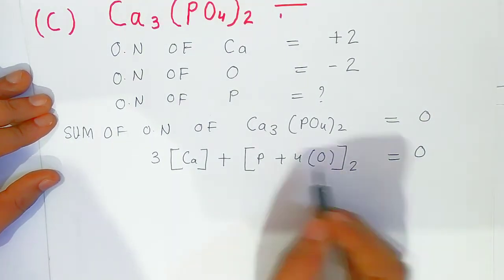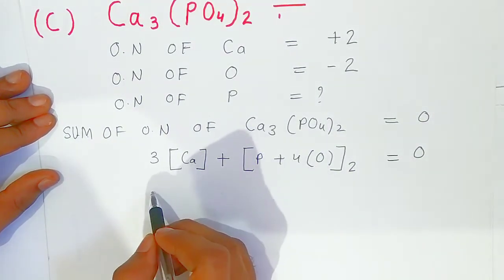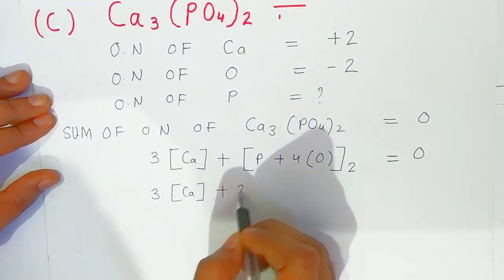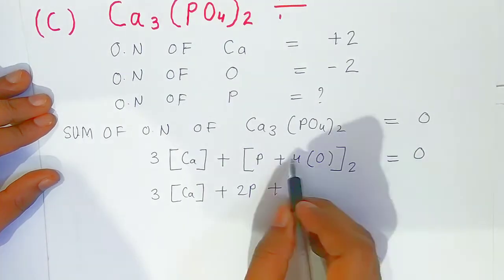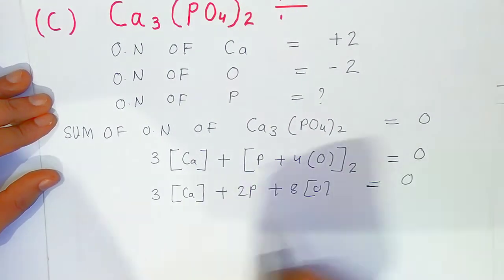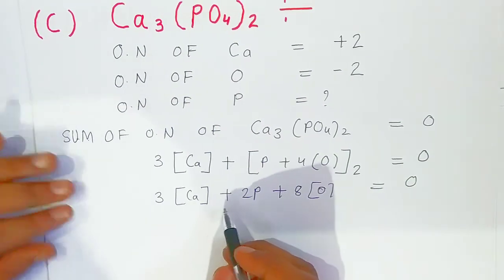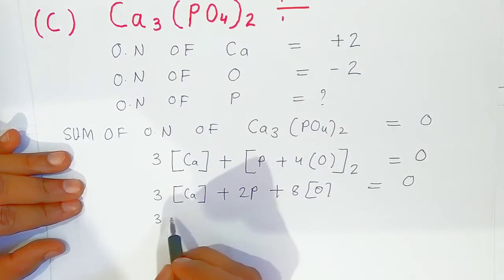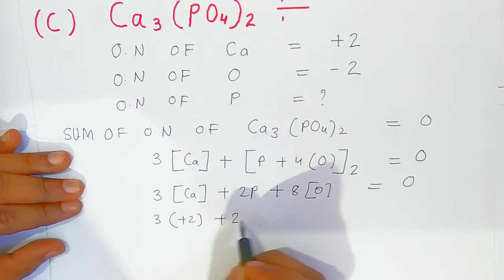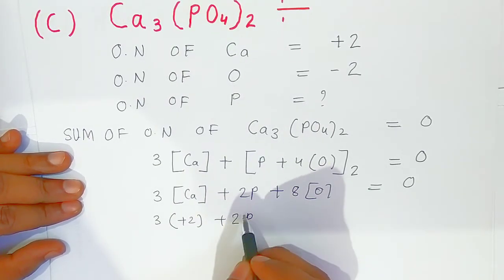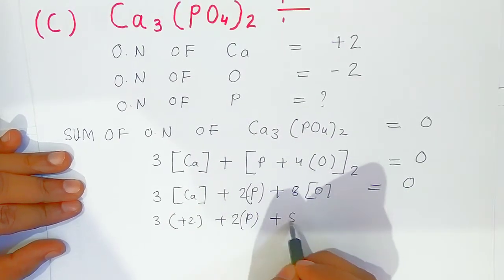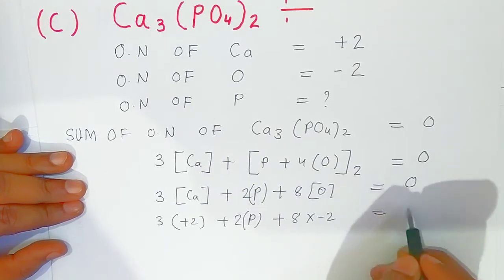Now when these 2 go inside, students, 3 times calcium combines with 2 times phosphorus, and 2 multiplied by 4 gives 8 oxygen atoms, which is equal to 0. Okay students, this is oxygen. Now, students, put the oxidation numbers. 3 multiplied by the oxidation number of calcium, +2. Oxidation number of phosphorus you don't know, so write as it is. You can put the bracket like this. Oxidation number of oxygen is -2, which is equal to 0.